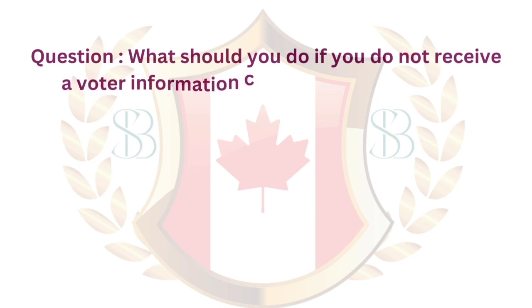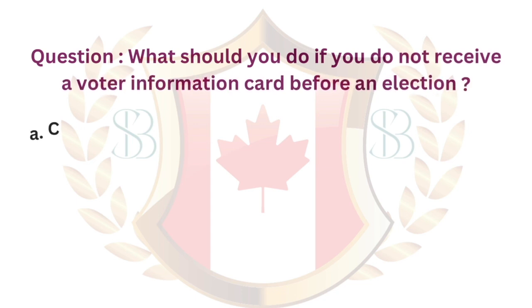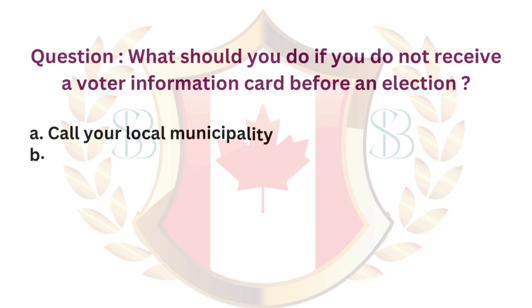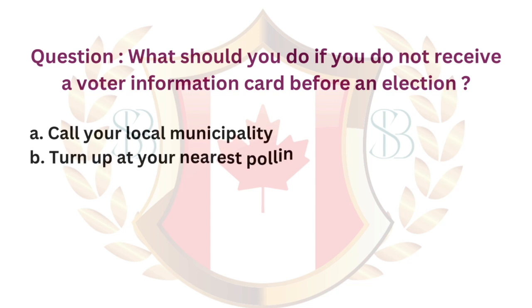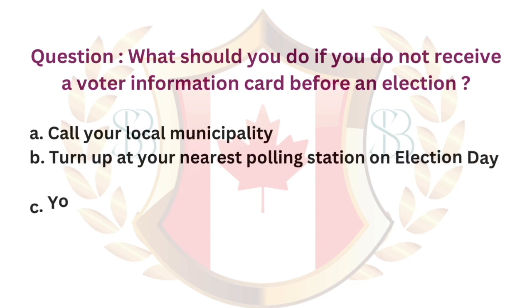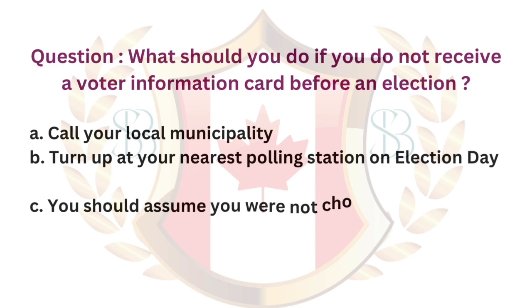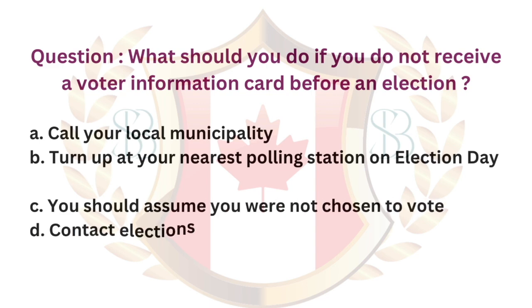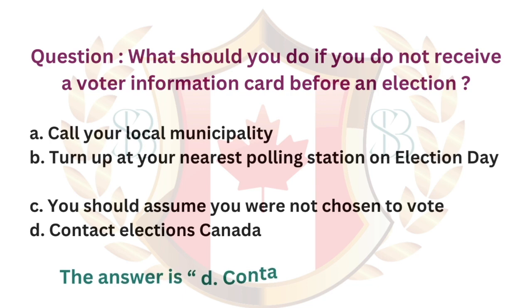Question. What should you do if you do not receive a voter information card before an election? A. Call your local municipality. B. Turn up at your nearest polling station on election day. C. You should assume you were not chosen to vote. D. Contact Elections Canada. The answer is D. Contact Elections Canada.